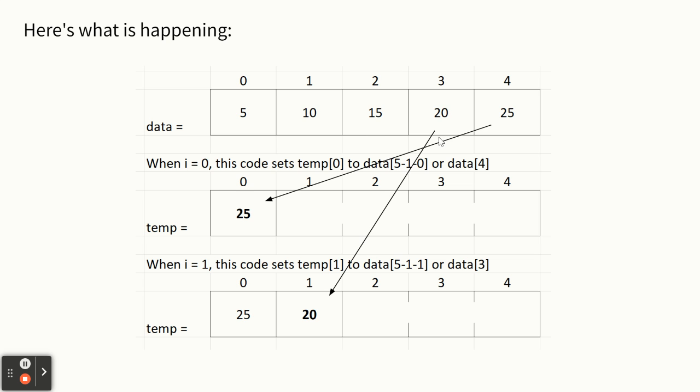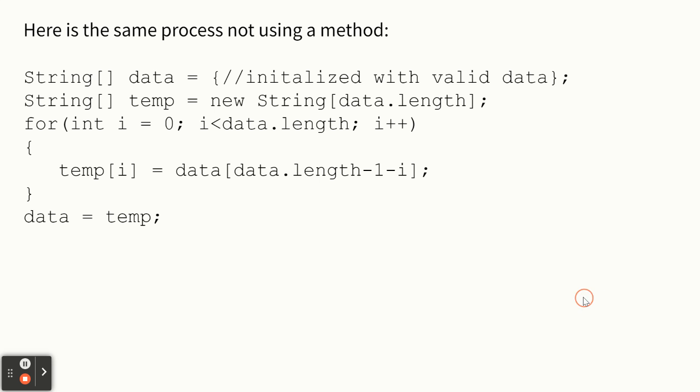And here's what's happening. Data has, just in this example, these 5 numbers. And so the first line of code sets temp[0] to data[4]. So that puts 25 right here. And then when i is 1, it sets temp[1] to data[5 - 1], which is data[3]. I don't do all of them, but I do the animated sound to give you the positive feeling.